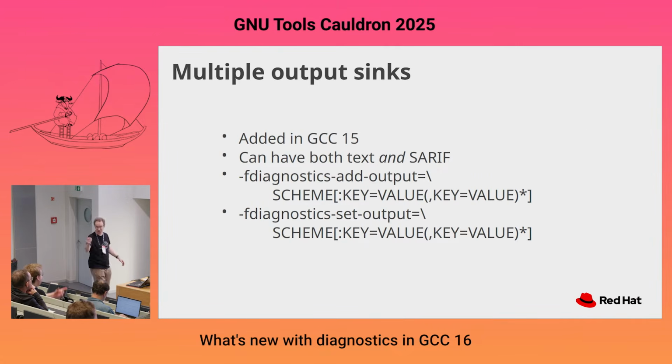And answering your question, in 15, I added this diagnostics add output, and there's also set output, which clears the list. So there's a scheme and key-value pairs. By default in GCC 15, you have your text, and then you can do diagnostics add output SARIF, and it will also send the SARIF to a file that you can then carve up with JSON.